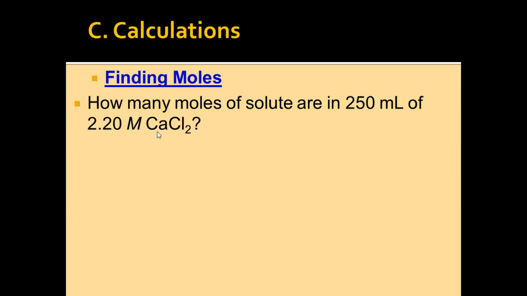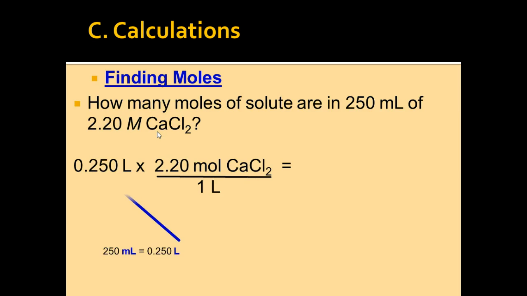Now we're going to do another problem with finding moles. How many moles of solute are in 250 milliliters of 2.2 molar CaCl2? Again, we start with the same thing, but instead of having milliliters, we want to convert to liters so we can cancel out when we do molarity. We can move the decimal place 3 spaces to the left to convert to liters.